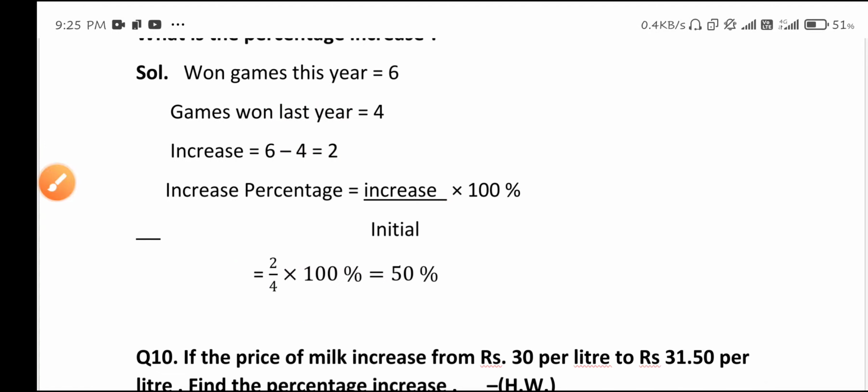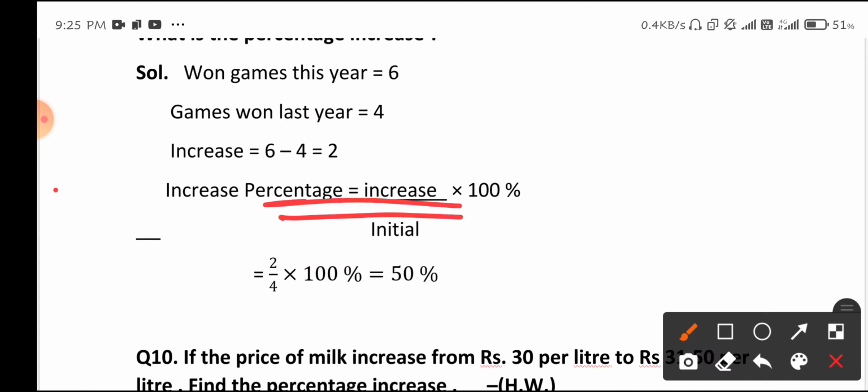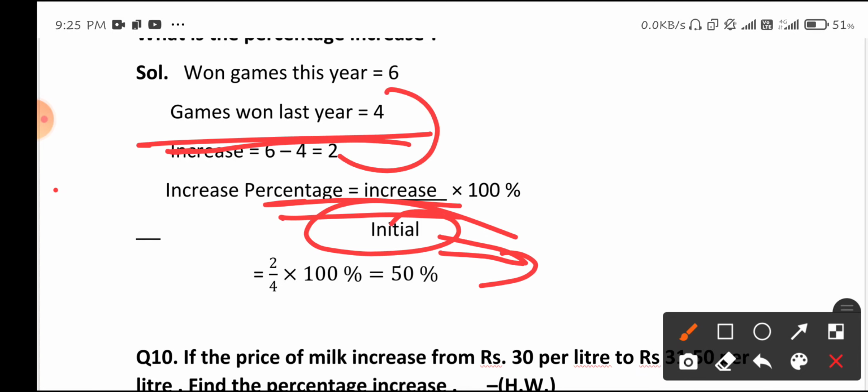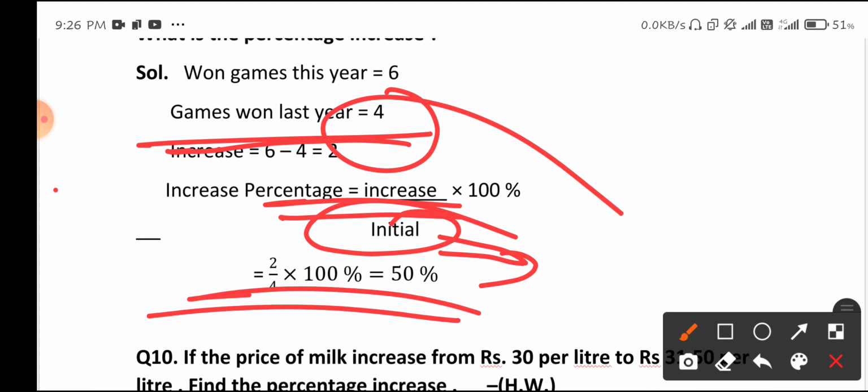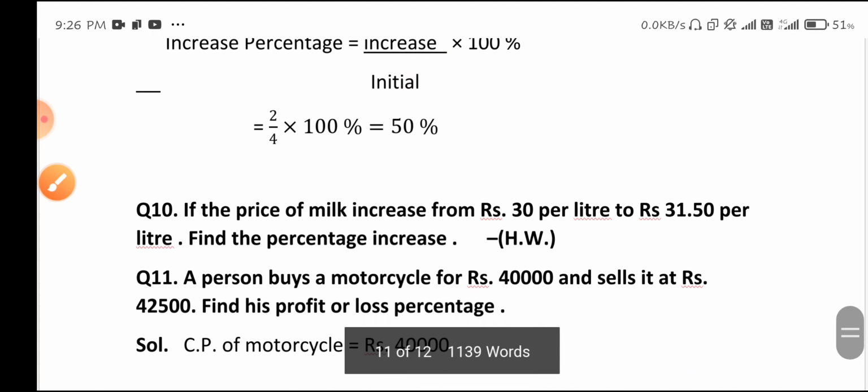That only you have to write that what is the increase or decrease upon total means the initial value, initial value मतलब starting value, पहली value हमारी क्या थी 4 थी, and you have to multiply by 100 for finding the percentage. Same, see the next question, question number 10.